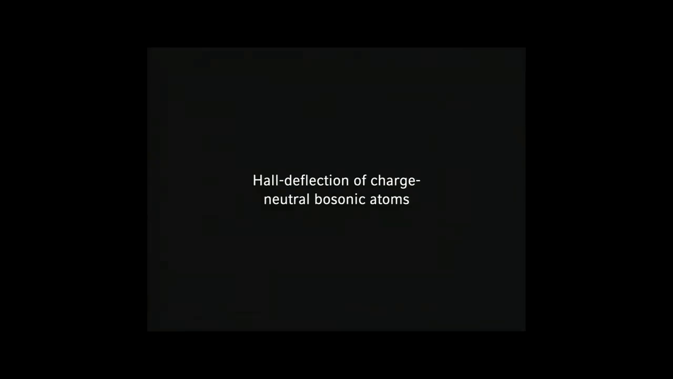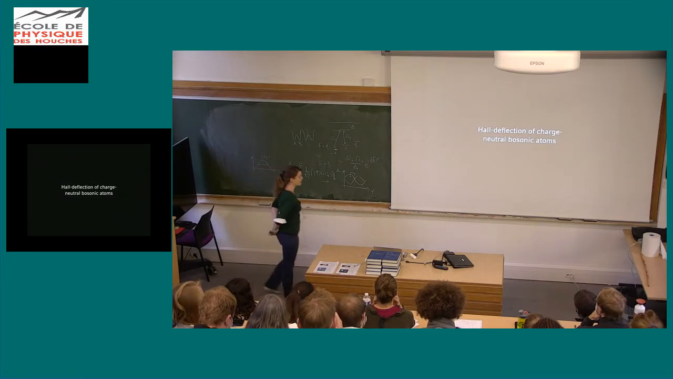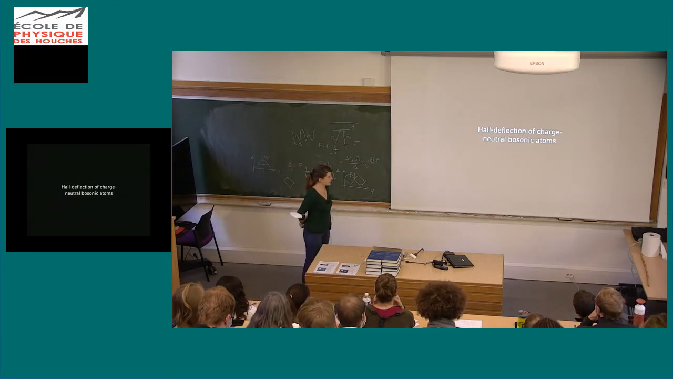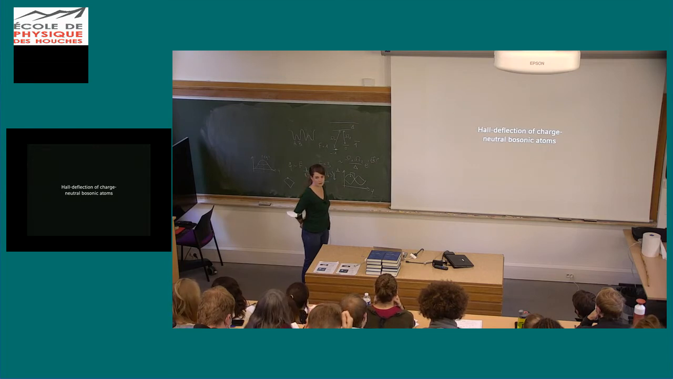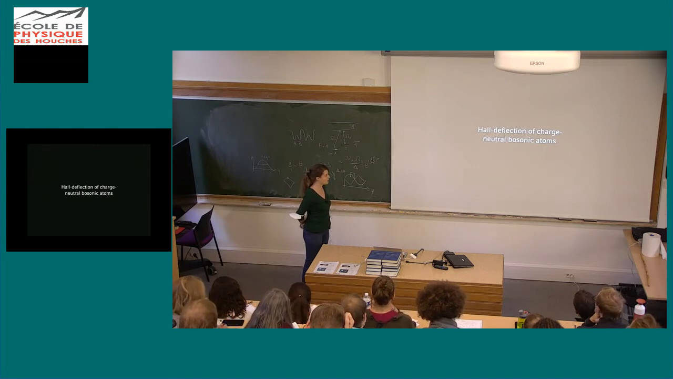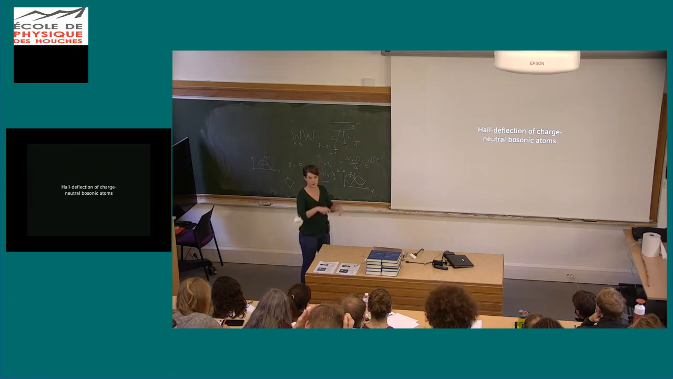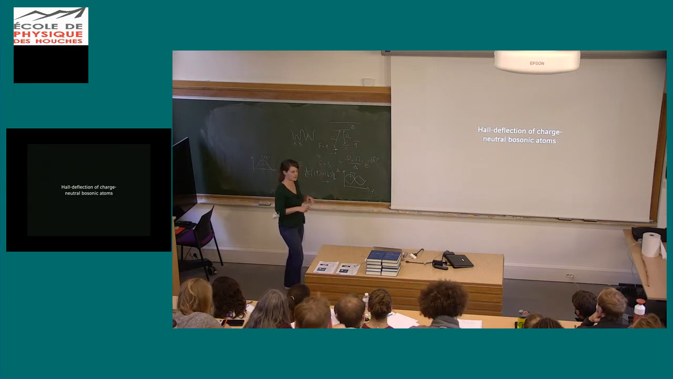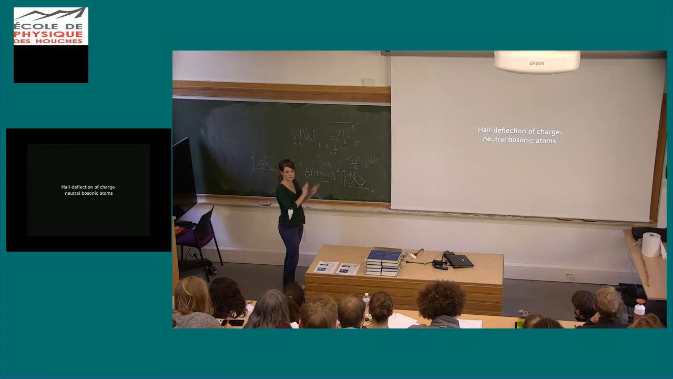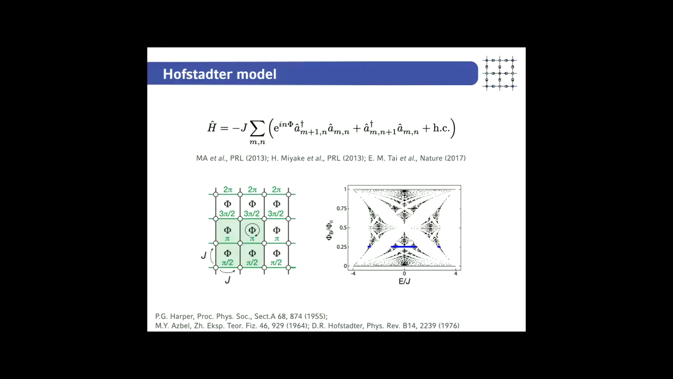So, Hall deflection, as was advertised a couple of times. And the nice thing about this measurement, I think, is that we were able to see the Hall deflection not only with charge-neutral atoms, but even charge-neutral bosonic atoms. So it's really very far from the original Hall experiment that you may have in mind, where you have electrons moving in a Hall bar, you apply a current, you measure the transverse voltage. So it's really a system that is very different from what we would do in solid state.